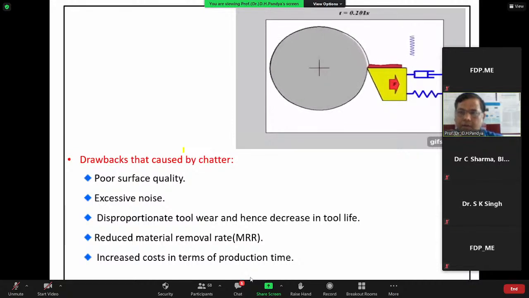Okay, now what are the causes of chatter, and the drawbacks caused by chatter? What are the problems created by chatter, as listed everywhere? Poor surface quality, excessive noise, tool wear, decreased tool life, reduced MRR, and increased cost in terms of production time.